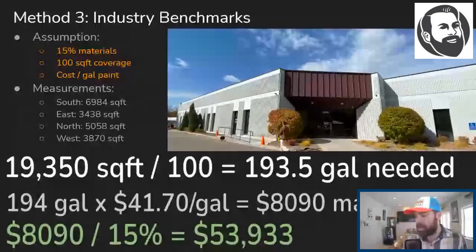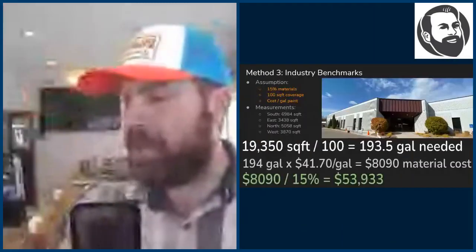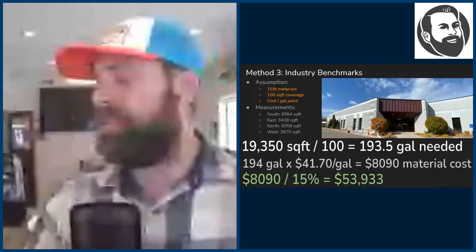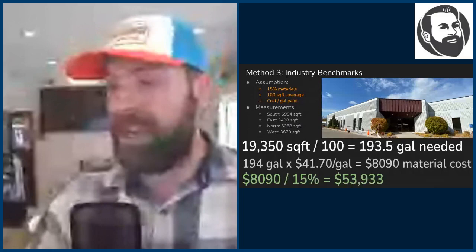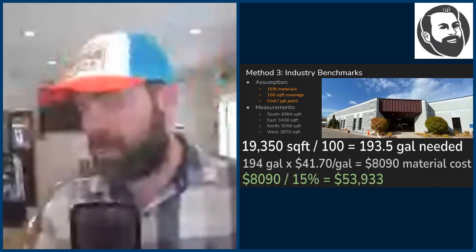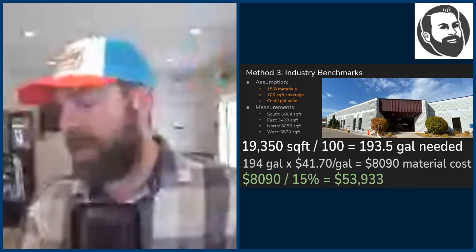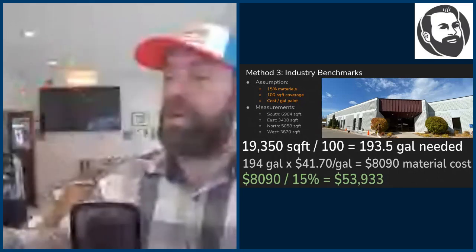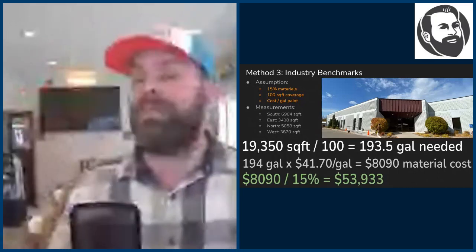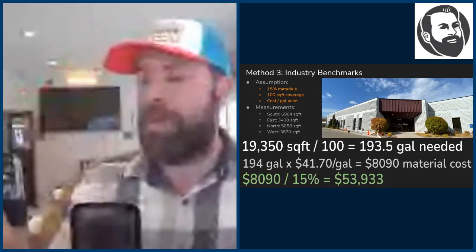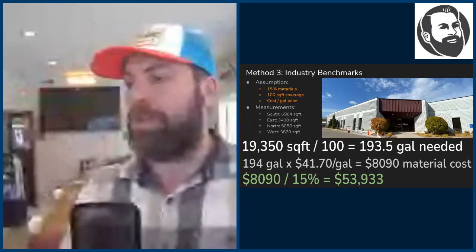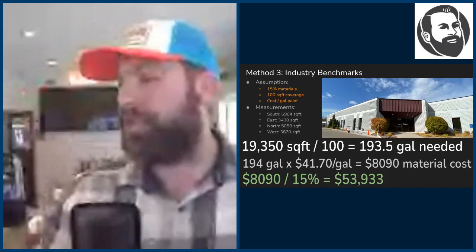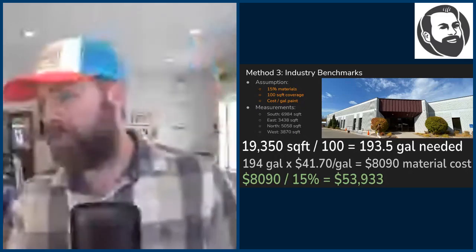I'll uncover those numbers for you. We're going to have about $8,090 of material cost in that building. Now, if we divide that by 15%, because let's assume that we can consistently keep materials at 15%, if we can assume that 8,090 is going to be 15%, the revenue for this project that we'd have to charge is $53,933. Again, this is not perfect.